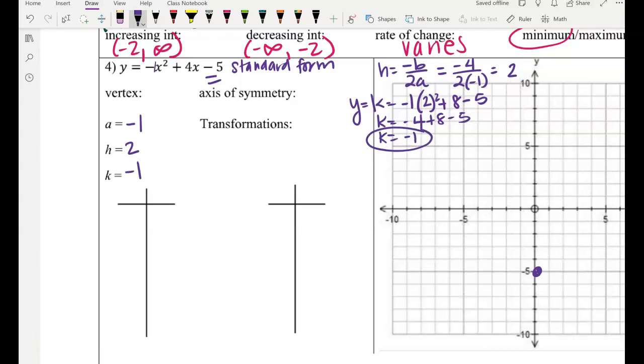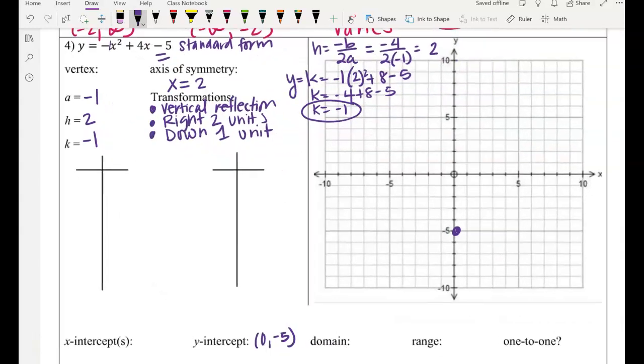Okay, so we can plot the vertex right away, students. We can also write the axis of symmetry, which is always x equals the h value. We can transform. The negative 1 is going to be a vertical reflection, which means it's over the x-axis. And a positive 2 is right 2 units. And a negative 1 is going to be going downward, so down 1 unit. So our vertex has to reflect that, okay? All right, we plotted the y-intercept, and our h, k, the vertex, is 2, negative 1. That's a point, so 2 to the right, negative 1 is right there.